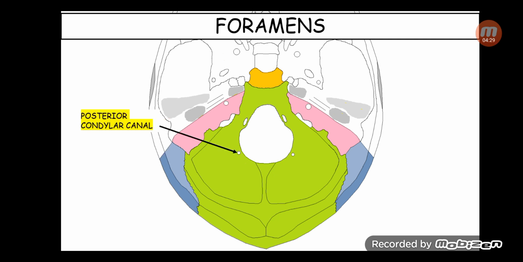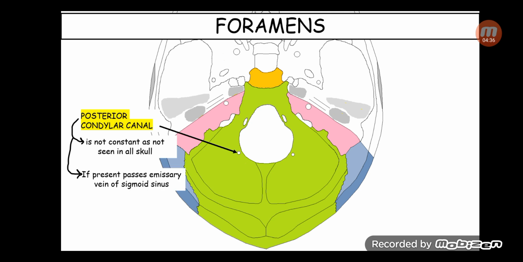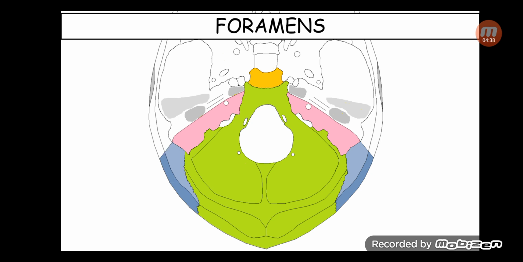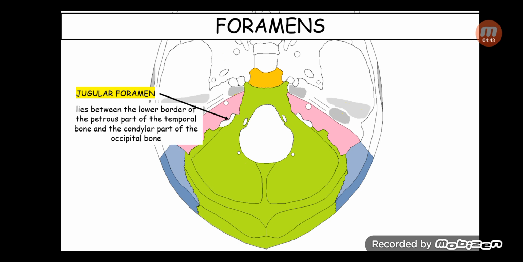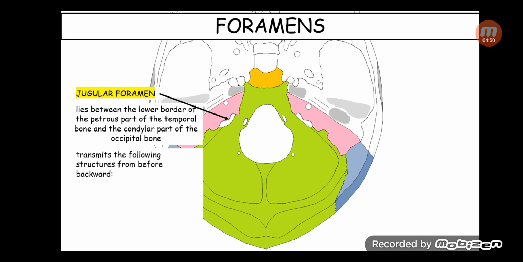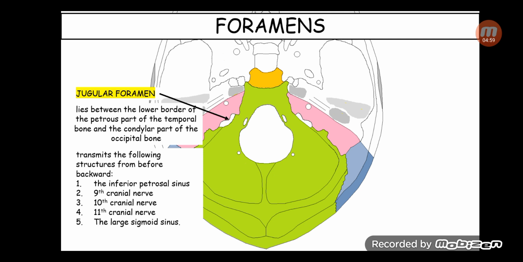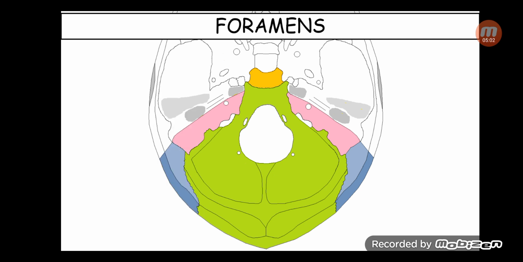The next opening in the posterior cranial fossa is the posterior condylar canal. It is not constant, as it is not seen in all skulls. If present, it passes emissary veins of the sigmoid sinus. The fourth opening we have in the posterior cranial cavity is the jugular foramen. It lies between the lower border of the petrous part of the temporal bone and the condylar part of the occipital bone. It transmits the following structures from before backward: the inferior petrosal sinus, then the ninth cranial nerve, 10th cranial nerve, and 11th cranial nerve, and the large sigmoid sinus.